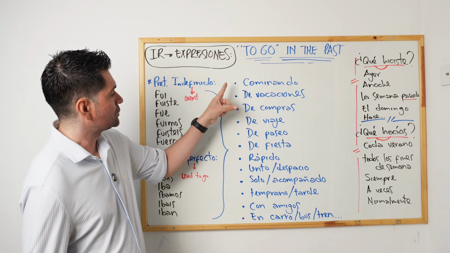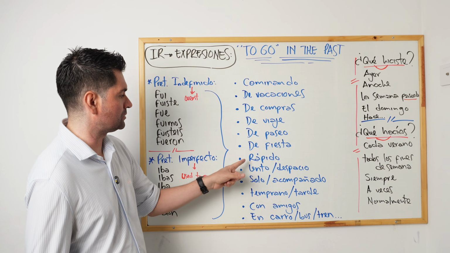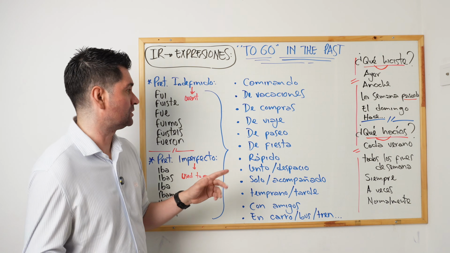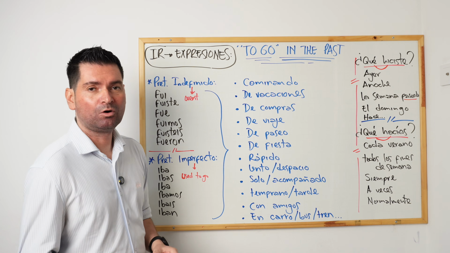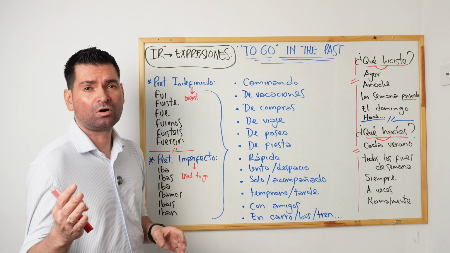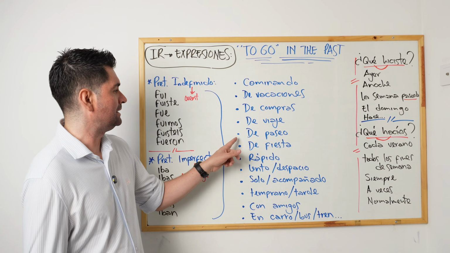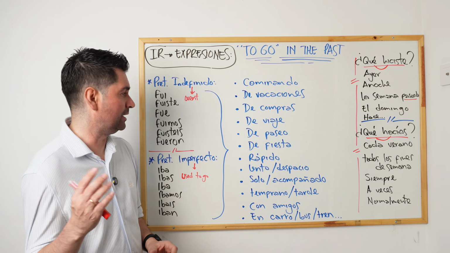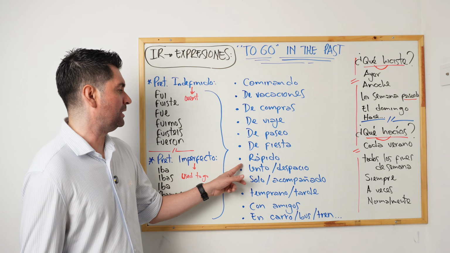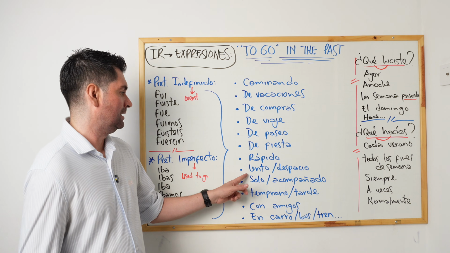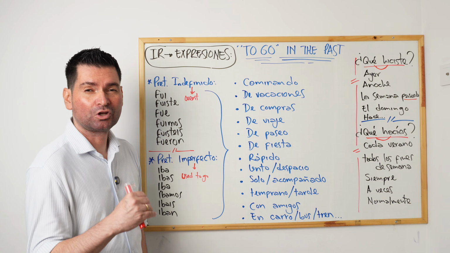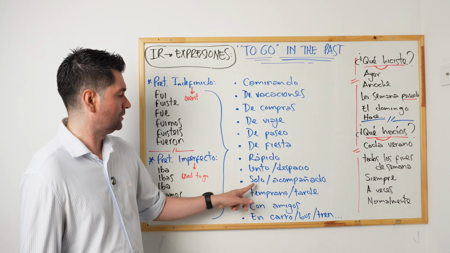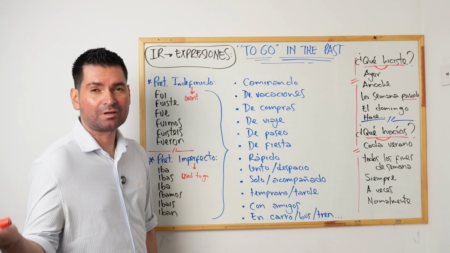If you notice, some of these expressions have prepositions, de or con. Some of them are just expressions. Fui de paseo. I went for a walk, for a stroll, for a short trip. De fiesta, on a party or to a party. Fui rápido. I went fast. Lento o despacio. I went slow. Fui solo. I went by myself. Fui acompañado. I went with company.